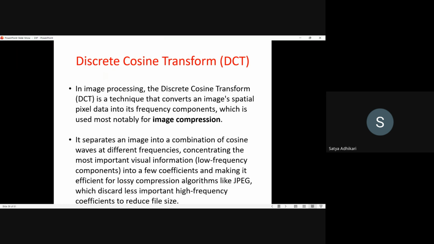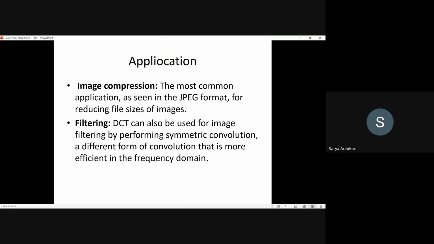It separates an image into a combination of cosine waves at different frequencies, concentrating the most important visual information, low frequency components, into a few coefficients and making it efficient for lossy compression algorithms like JPG, which discard less important high frequency coefficients to permit application.